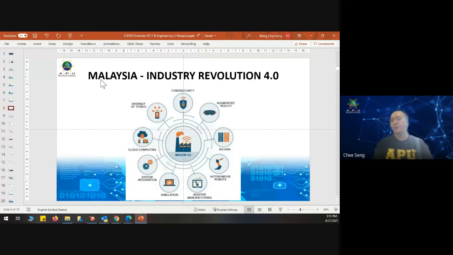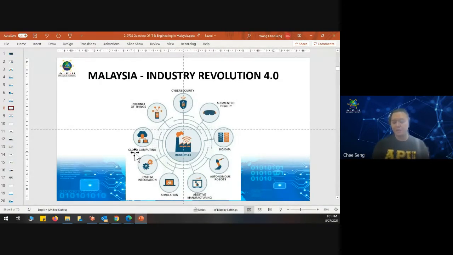Okay, so this slide itself shows the things that the Malaysian government is focusing on. They are promoting cybersecurity, IoT, augmented reality, big data, autonomous robots, additive manufacturing, simulations, system integration, cloud.